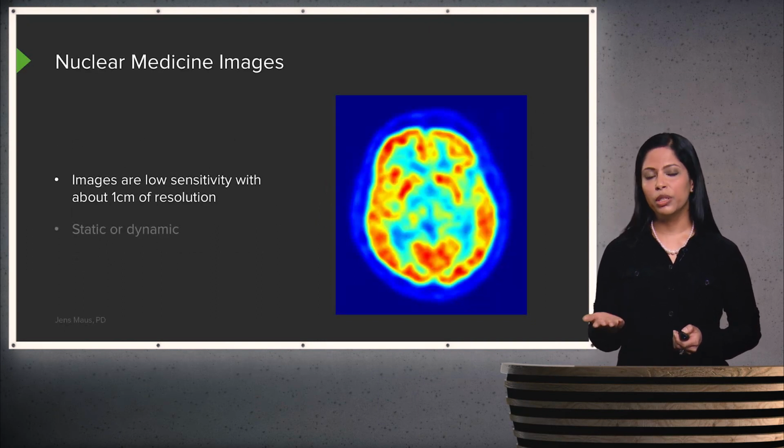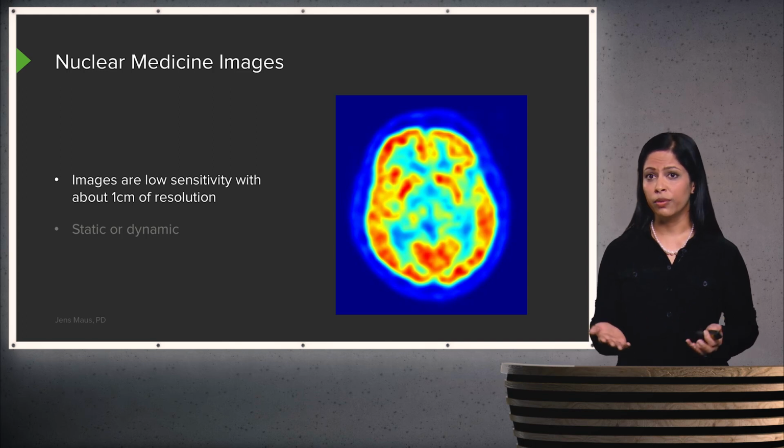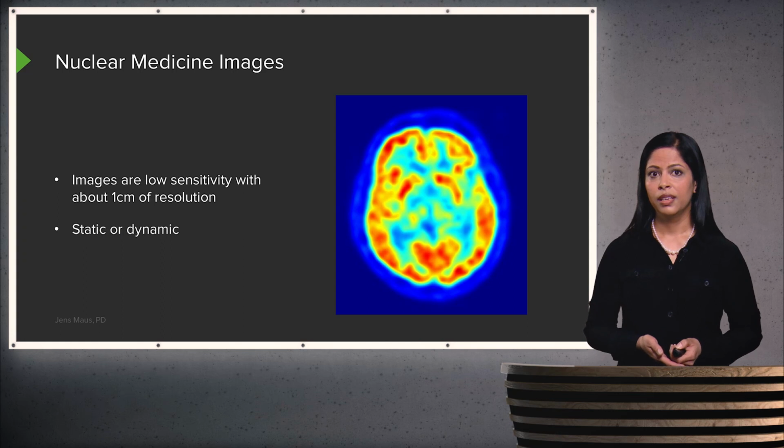So this is an example of a nuclear medicine image. Nuclear medicine images are actually low sensitivity. They have about 1 centimeter of resolution, and that's why they're not really used specifically for anatomical purposes. They're really used more for physiologic purposes. They can be both static or dynamic.